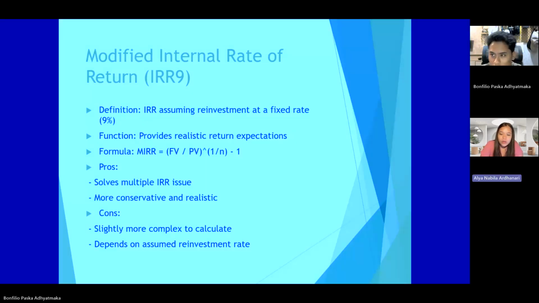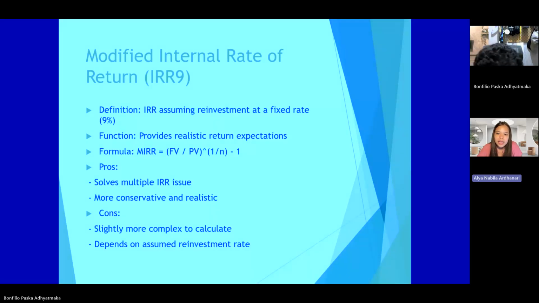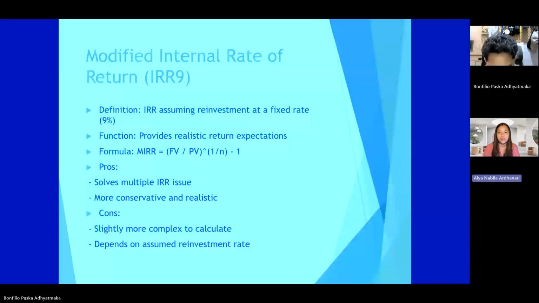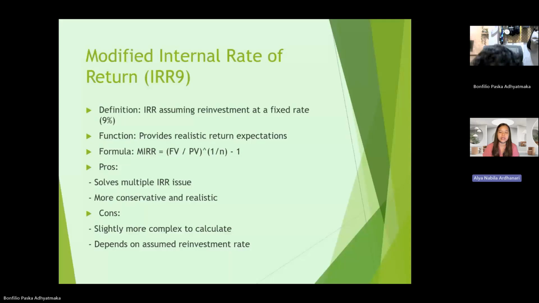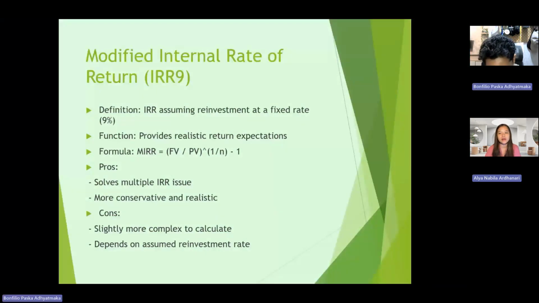But on the downside, it's a bit more complex to calculate compared with the regular IRR, and the result depends heavily on the reinvestment rate we assume, in this case 9%. So overall, IRR9 gives you a more conservative and reliable indicator of a project's true economic return. Next.